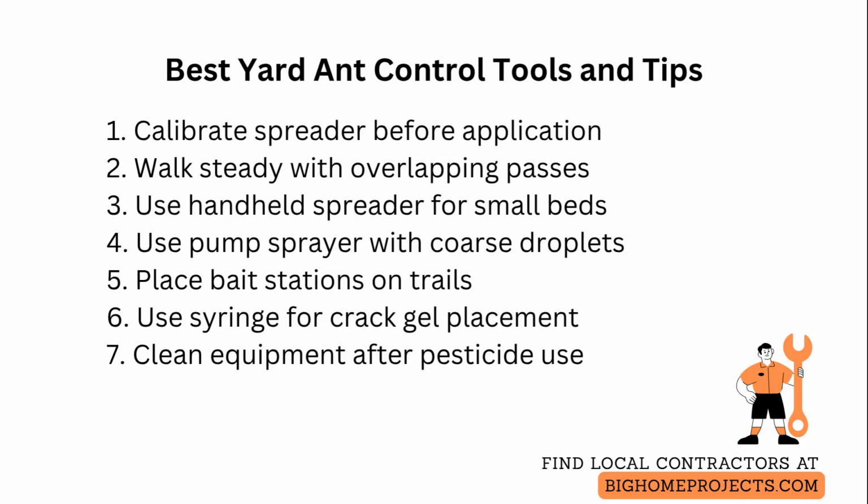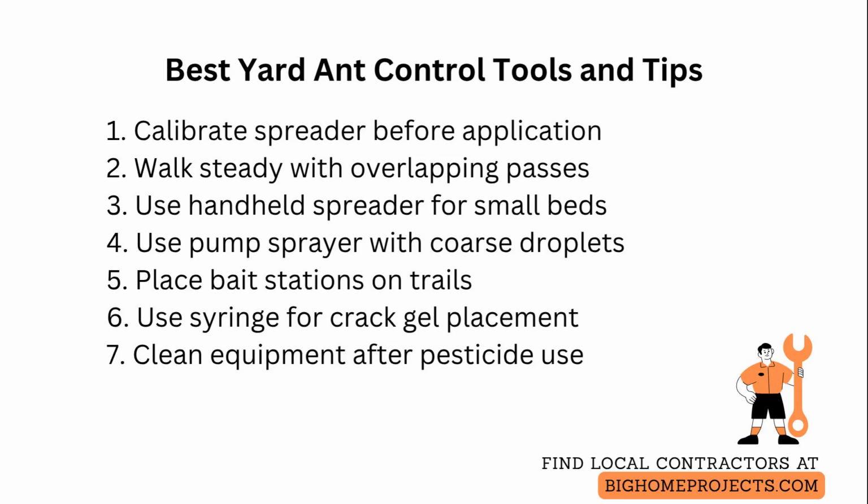For baiting, use commercial ant bait stations that protect bait from rain and non-target animals, and place them along trails and near mounds. Replace stations when bait is consumed or after heavy rain. For targeted interior or crevice work, use a syringe or injector bottle to place small amounts of gel bait into cracks where broadcast products cannot reach. Squeeze and withdraw slowly to avoid air pockets.